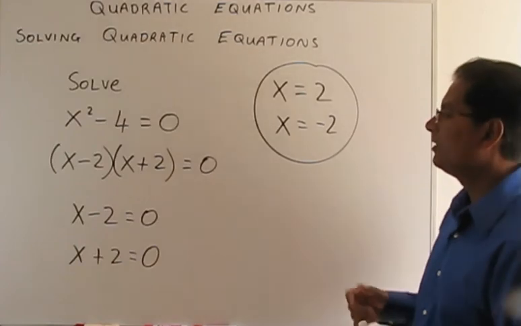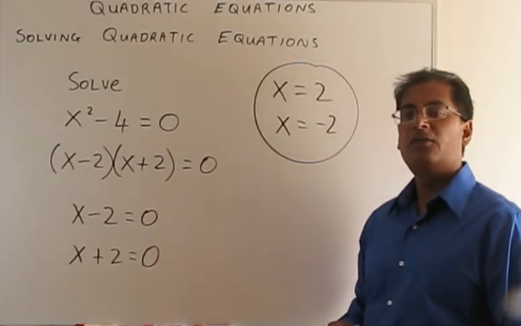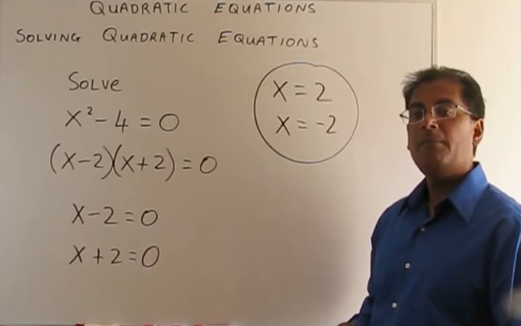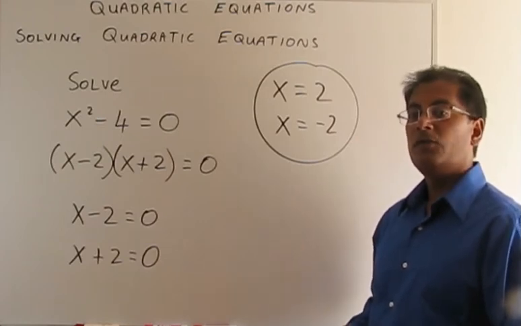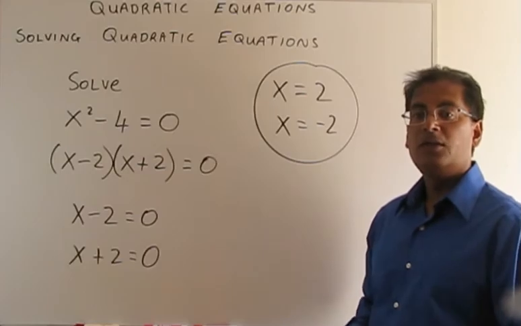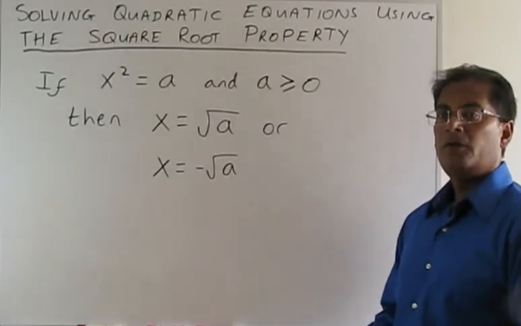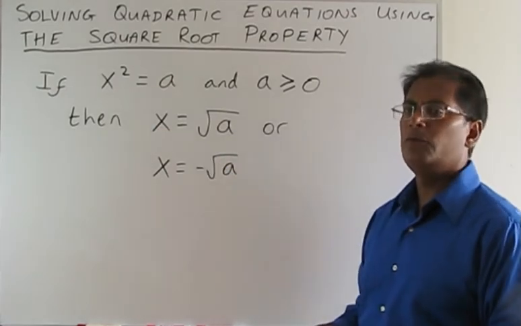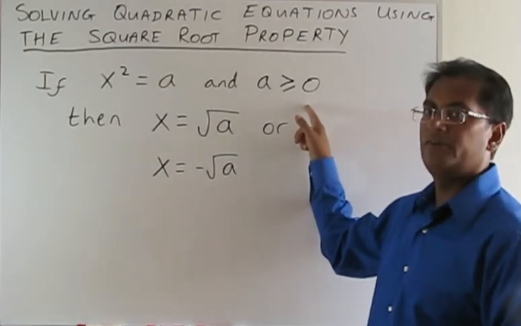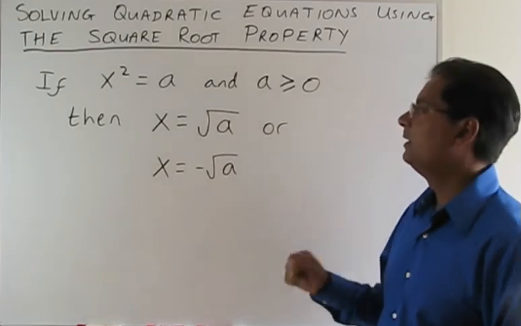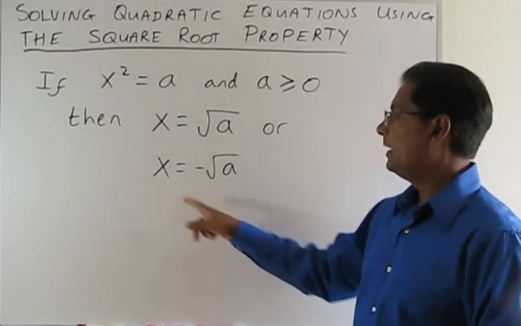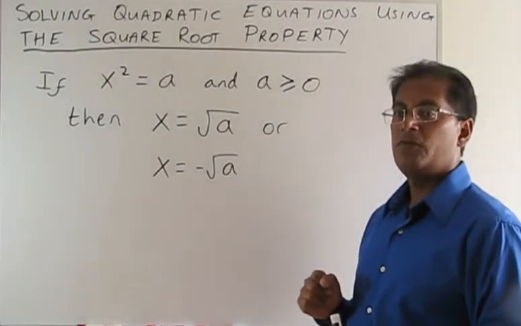Now, in this particular situation, there is another way to solve this quadratic equation without factoring. And that method is called solving quadratic equations using the square root property. So the square root property tells us that if x squared is equal to a, and a is greater than or equal to 0, then x equals the positive square root of a, or x equals the negative square root of a.